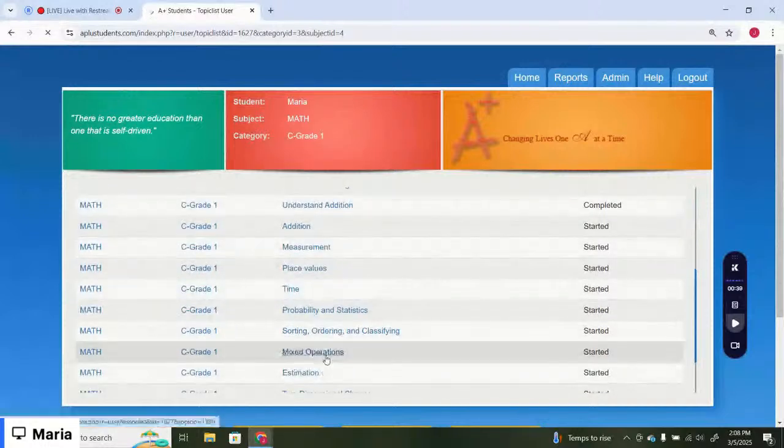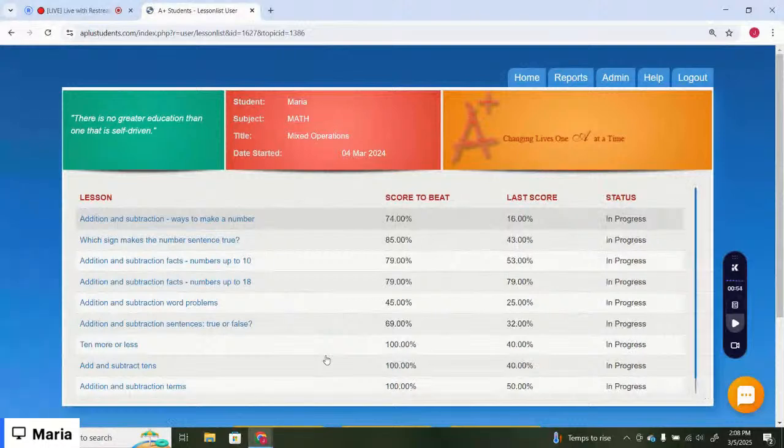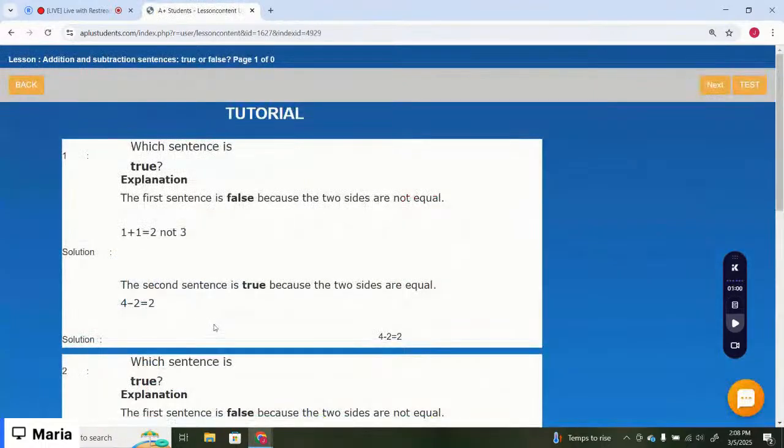So we're going to start with the chapter mixed operations. We're going to start with the lesson addition and subtraction sentences true or false. So let's just start with the lesson. Now you can hear me clearly. Okay, let's just start with an example.